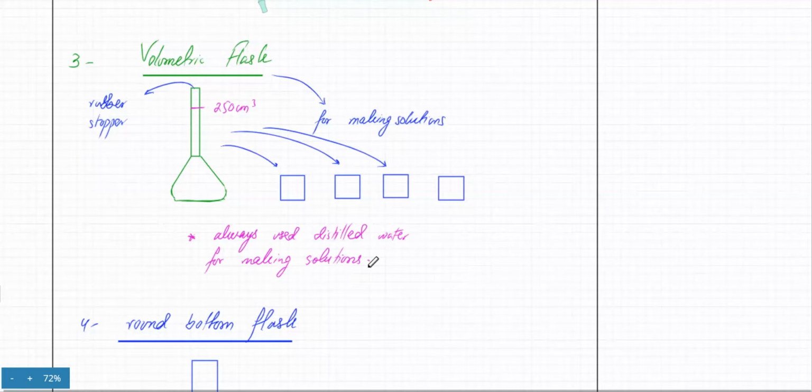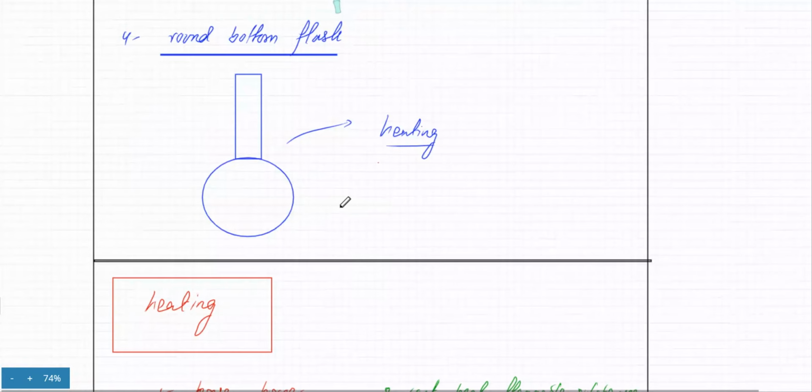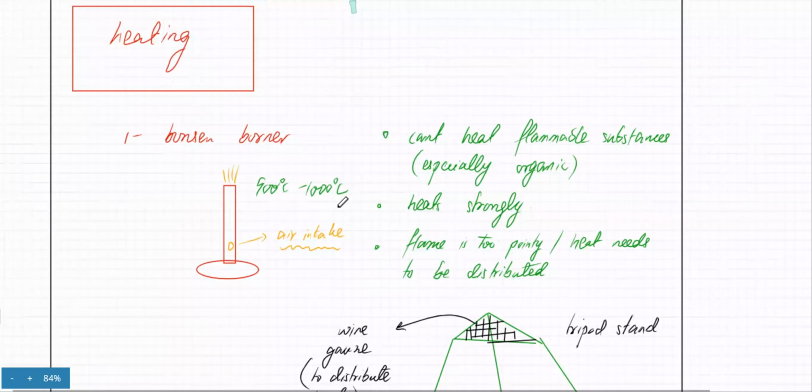Then you have a round bottom flask, which is specifically used for heating, if you want to boil a liquid. Then there was another thing that we did, which was heating. How do you heat in a lab? You use a Bunsen burner. You only use a Bunsen burner if strong heating is required. A Bunsen burner burns at 900 to 1000 degrees centigrade.